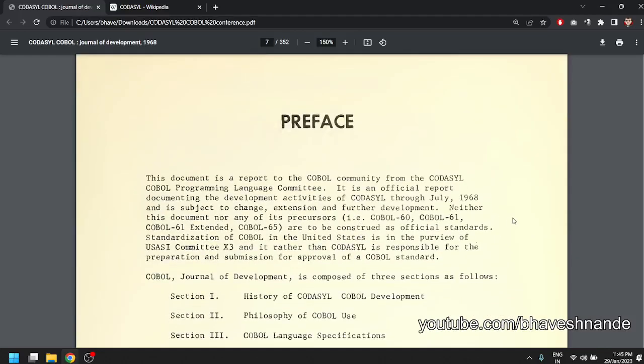Preface. This document is a report to the COBOL community from the CODASYL COBOL programming language community. It is an official report documenting the development activities of CODASYL through January 1968 and is subject to change, extension, and further development. Neither this document nor any of its precursors, that is COBOL 60, 61, 61 Extended, and COBOL 65, are to be construed as official standards. Standardization of COBOL in the United States is in the purview of USASI Committee X3, and it, rather than CODASYL, is responsible for preparation and submission for approval of a COBOL standard.